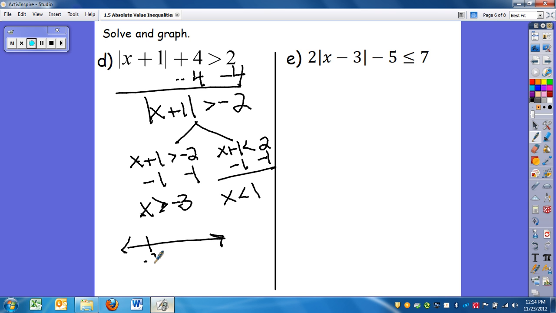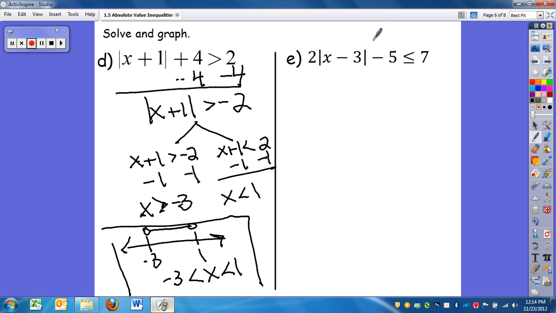So I have negative 3 on my number line, and 1. If we did this correctly, it should come out to be an and inequality, which is greater than negative 3 and less than 1, which it is. And you have to write your compound and inequality as your final answer.